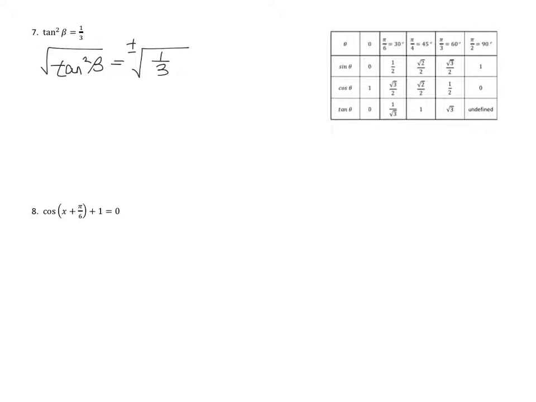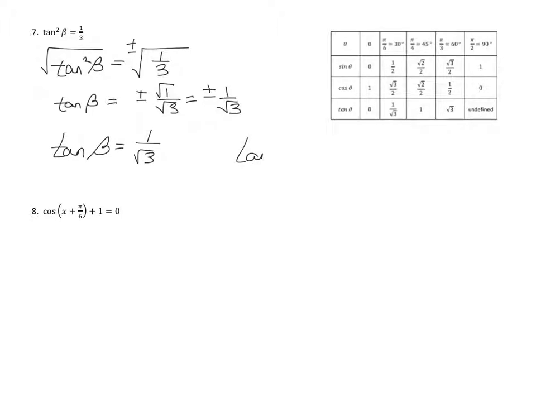So when we take the square root of squared, that leaves us tangent of beta on one side. And on this side, we have the square root of 1 over the square root of 3, which is plus and minus 1 over the square root of 3. So now we have two possible equations. First, we have the tangent of beta equals positive 1 over square root of 3, and the tangent of beta equals negative 1 over square root of 3. So let's look at the first one.